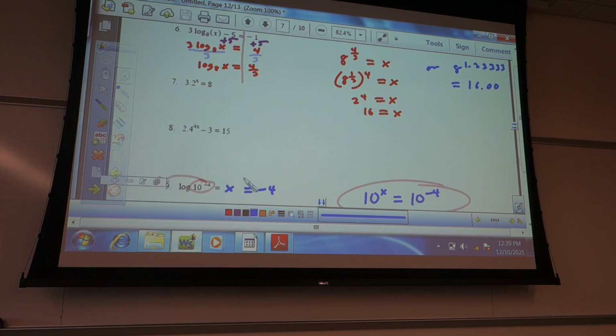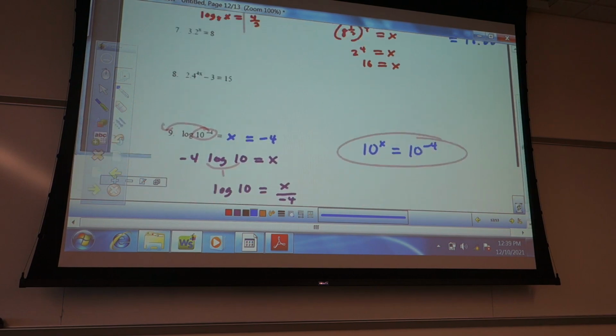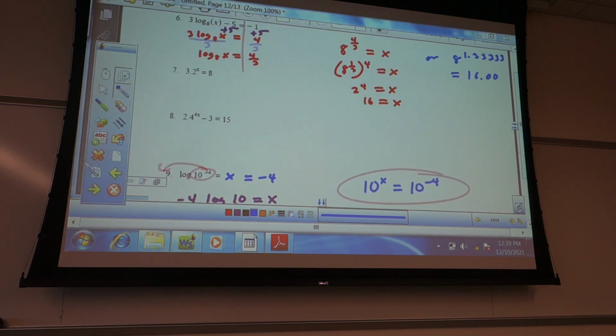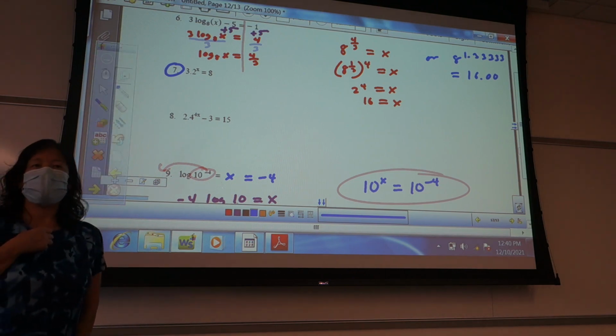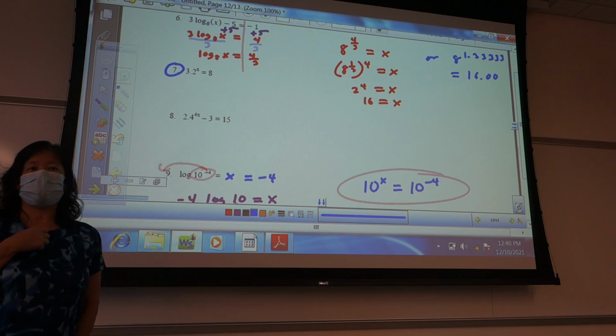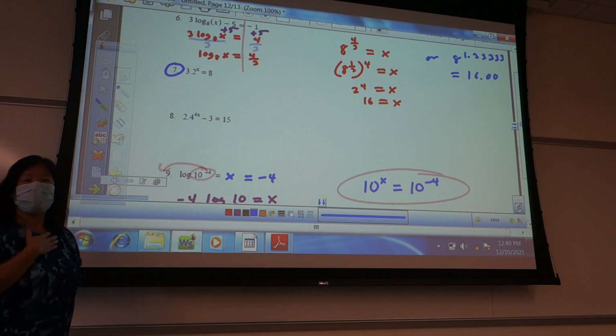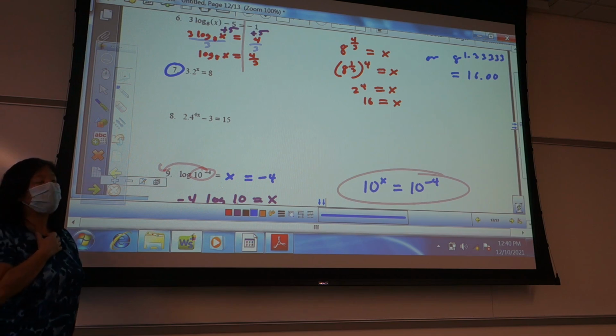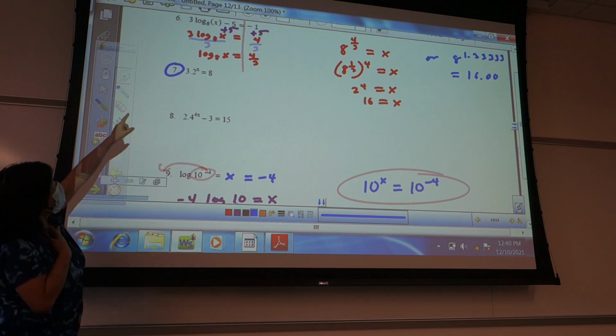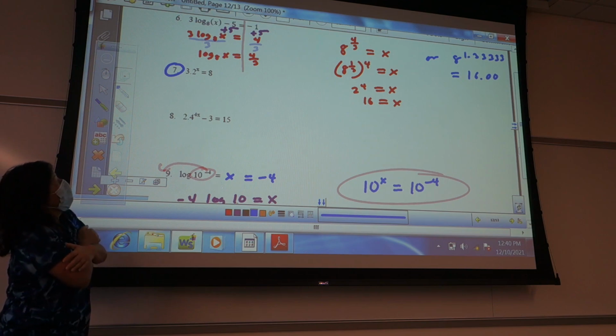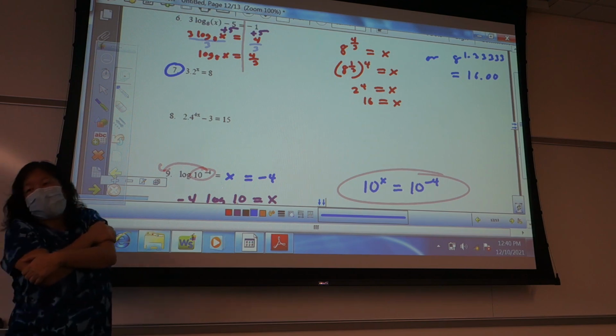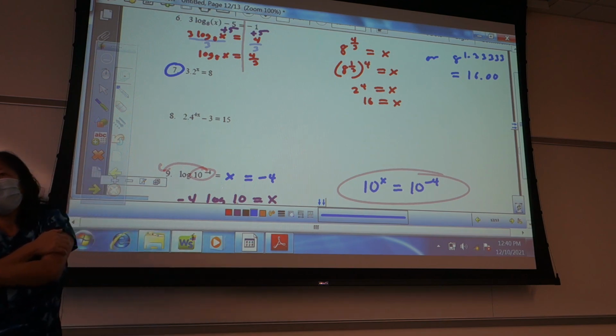So now those are the logs. Now we have these other ones that are not logs. Look at 7 and 8. These are not logs. Everyone see that? These are exponents. When you round it to the nearest hundredth, it should be 16. Okay, so number 7, that's not a log, it's an exponent. But what's up with it as an exponent?